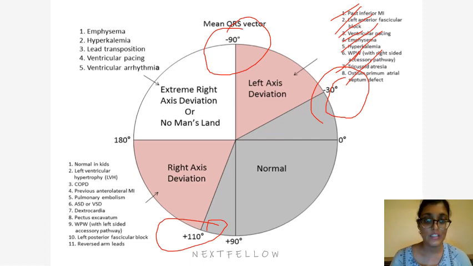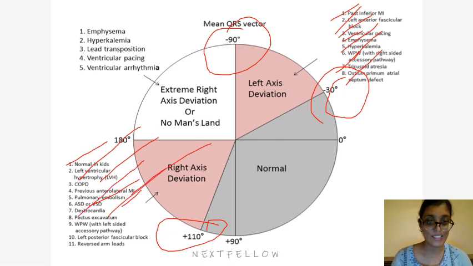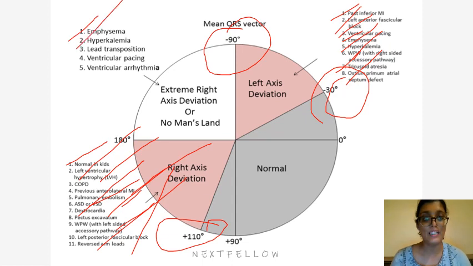The causes of right axis deviation, which is from +110 to 180 degrees, are normal in kids, left ventricular hypertrophy, COPD, previous anterior MI, pulmonary embolism, ASD or VSD, dextrocardia, pectus excavatum, left-sided accessory pathway in case of WPW syndrome, left posterior fascicular block, reversed arm leads. Extreme right axis deviation is seen in case of emphysema, hyperkalemia, lead transposition, ventricular pacing.